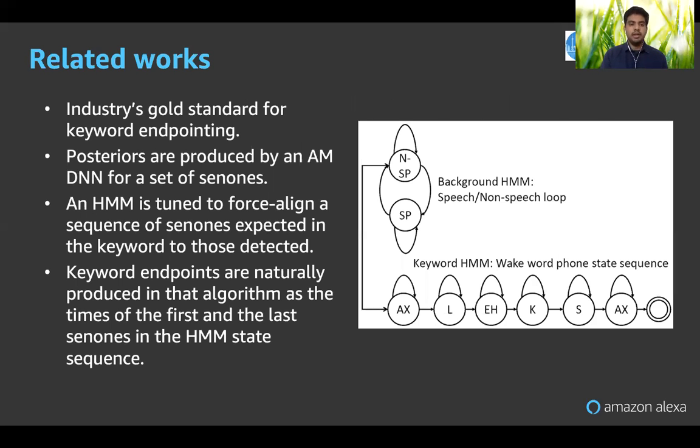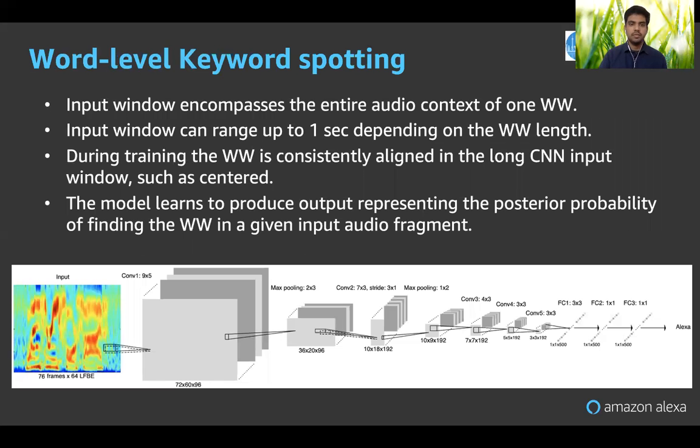Just to give you an idea of how a two-stage architecture works, it has posteriors produced by an acoustic model DNN, which will be a set of senones. An HMM is tuned to force align the sequence of senones and to see whether a wake word or a keyword is present or not. The important thing here is that based on the first and the last senone of a keyword or wake word, we can know exactly where the keyword endpoints are.